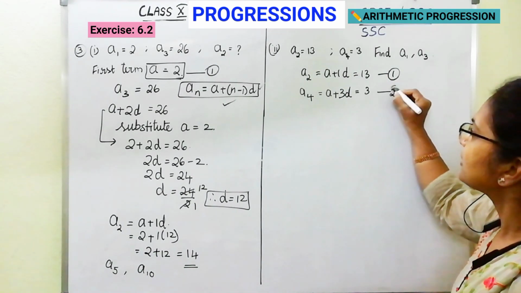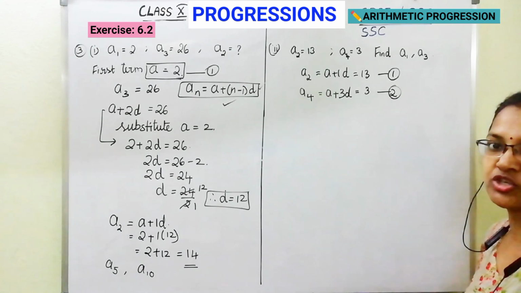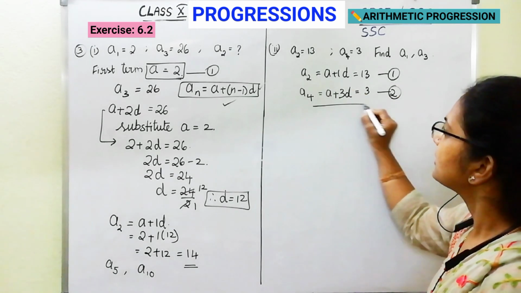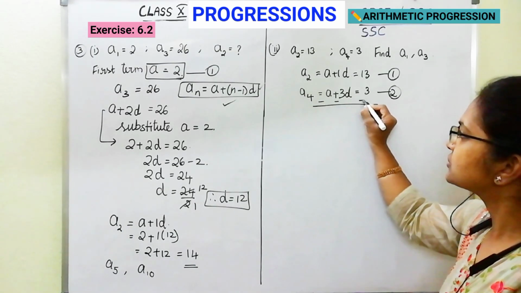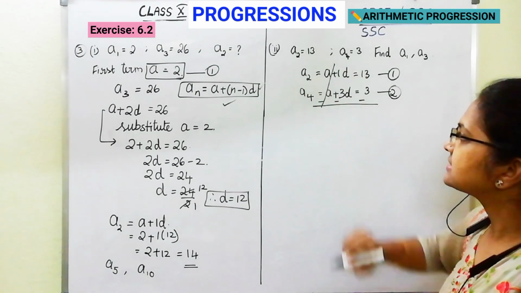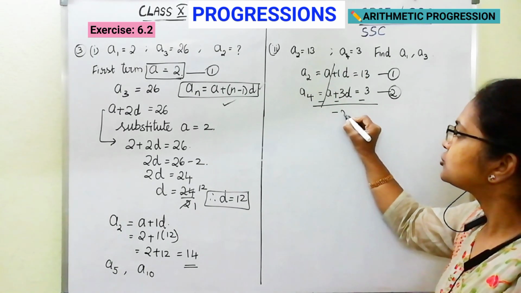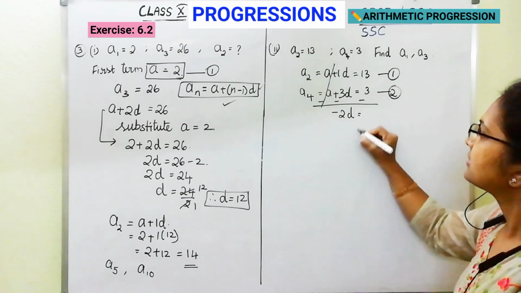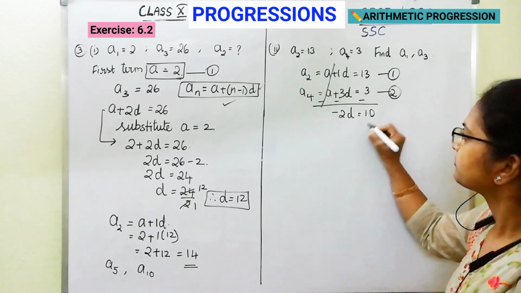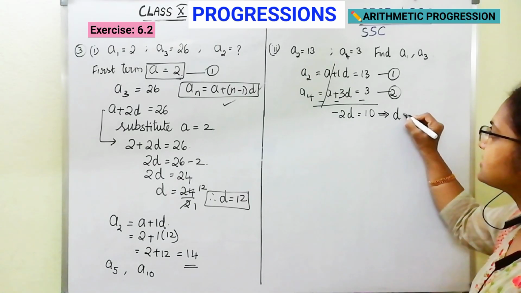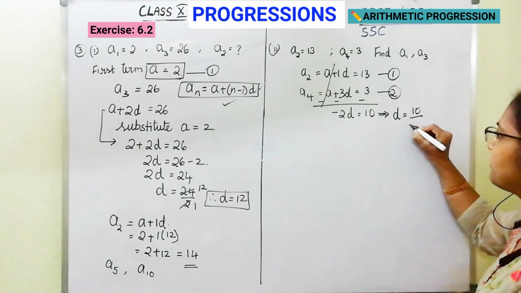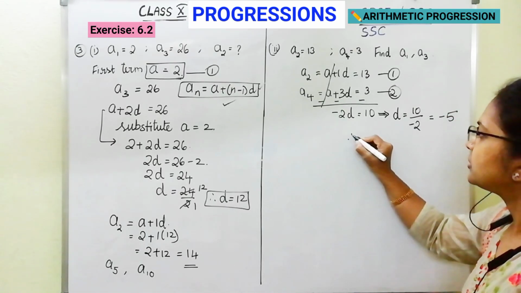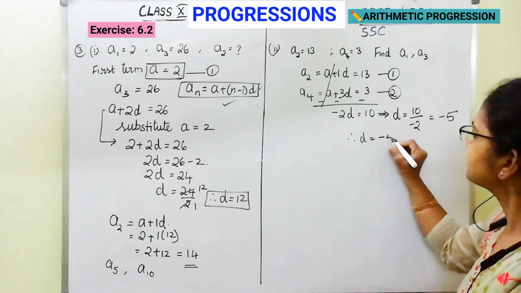Now these two are equations. Now we go on with the elimination method. Whenever two equations are ready for us, the best method is the elimination method. Change the signs of the lower one, cancel it. We will be landing with 2 minus 2D, because the greater number's sign is minus, is equal to 10. This implies D is equal to 10 by minus 2, which is minus 5. So D value is equal to minus 5.